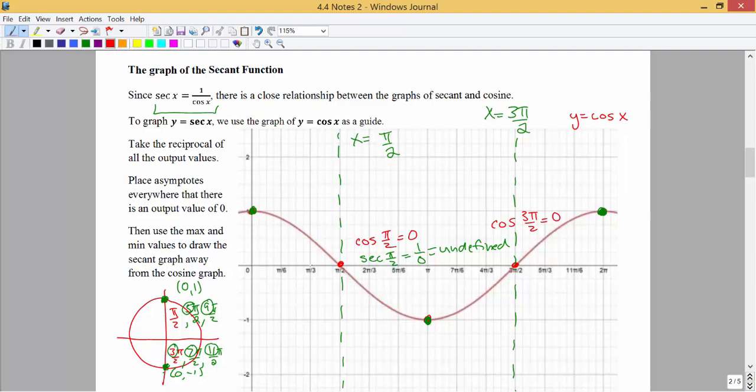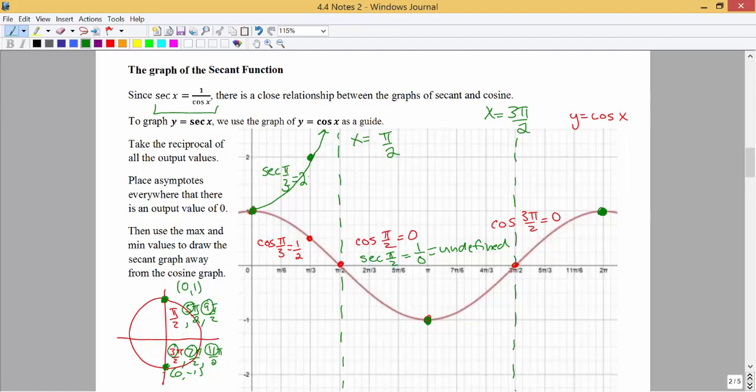Also, we know that at pi over 3, cosine of pi over 3 is 1/2. So secant of pi over 3 would be 2. So when we start looking at those points in between, secant of pi over 3 would be the reciprocal of that, that would be 2. So we start to jump up to values above that y equals 1 line. So our graph looks something like that.